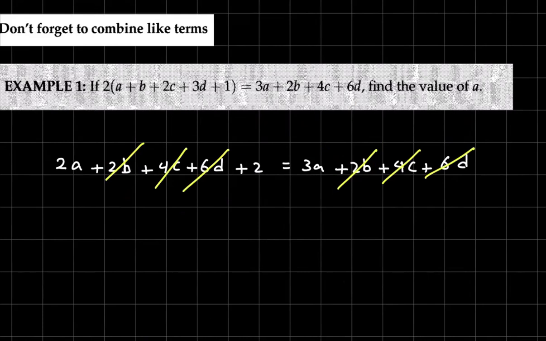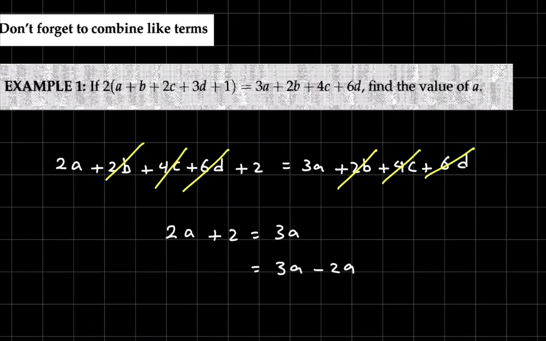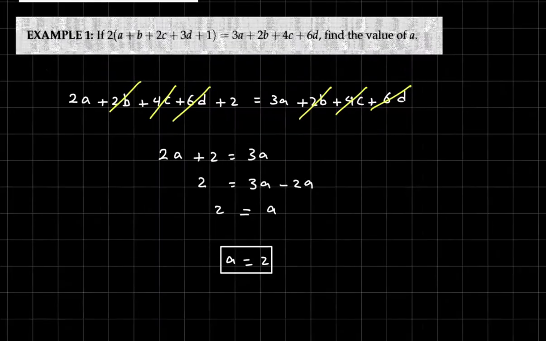So the leftover is 2A plus 2 equal 3A. We need to get the value of A. Here we have 3A. So if you shift 2A here to the side, it will be 3A minus 2A equals 2. So 3A minus 2A is A equals 2. And if you just mirror, the value of A equal 2. That's it. All right. Let's see another example.